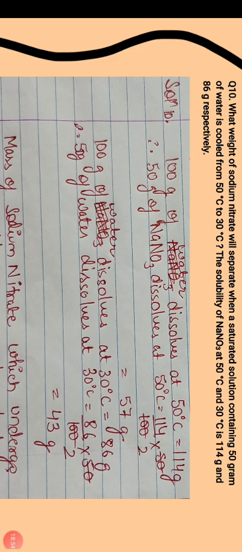Considering the second state, the solubility of sodium nitrate at 30 degrees Celsius is 86 grams as per the question. So I will write 100 grams of water dissolves at 30 degrees Celsius, that is equal to 86 grams. So for 50 grams of water we will calculate, that is equal to 86 upon 100 multiplied by 50, which comes out to be 43 grams. So 50 grams of water at 50 degrees Celsius dissolves 57 grams of salt and at 30 degrees Celsius dissolves 43 grams.